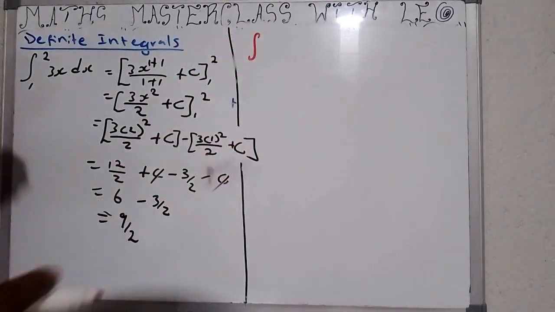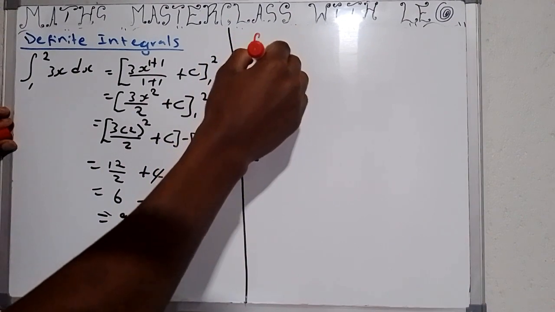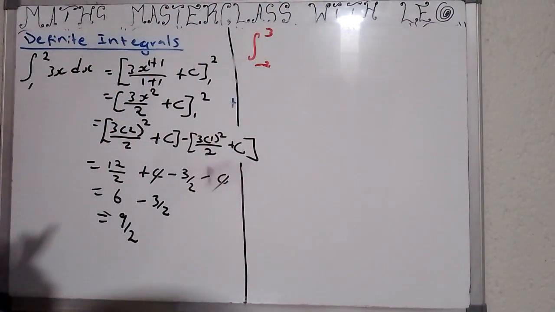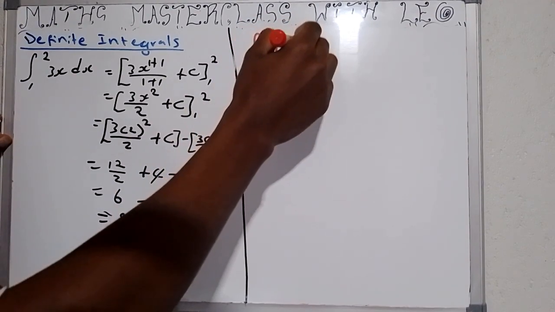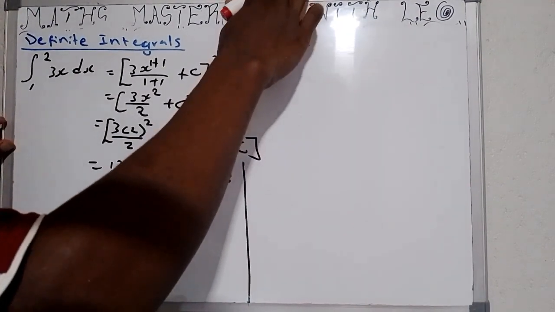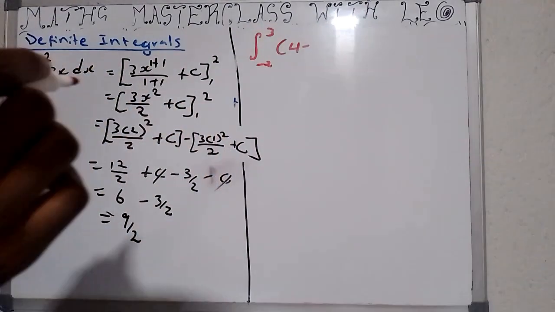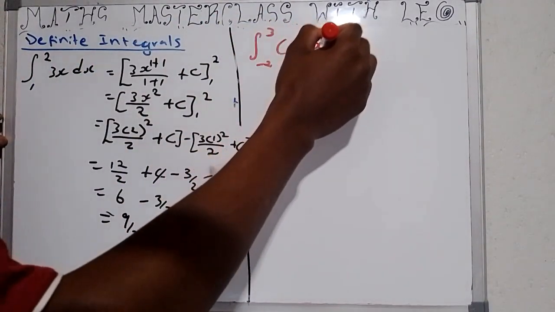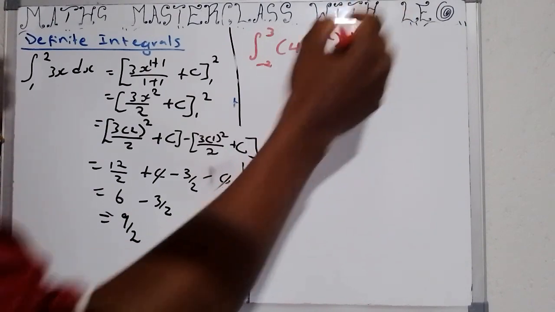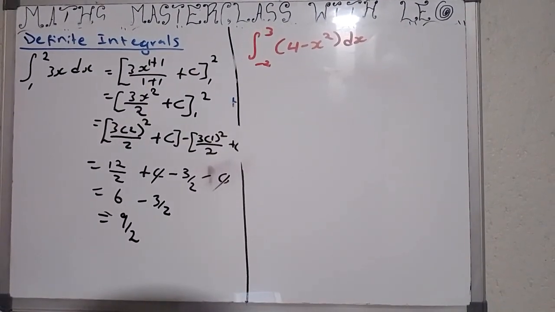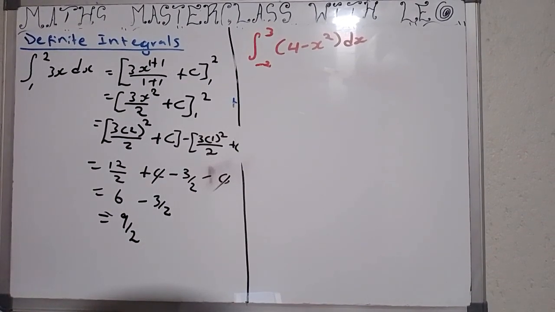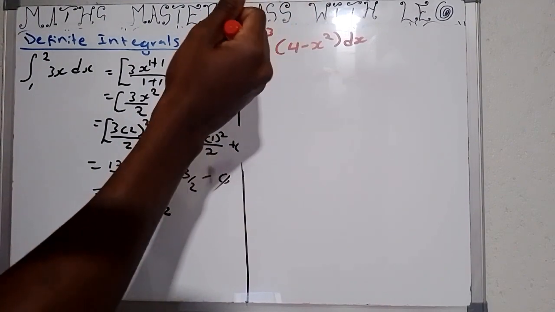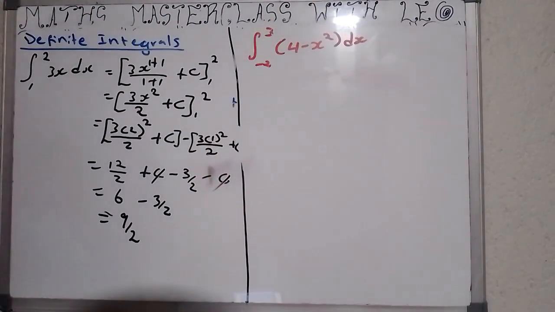The integral, which condition are we given? Negative 2 and 3. And then what do we have? We have 4 minus x squared dx. They say I need to integrate. Okay, we are given this question. They say integrate 4 minus x squared in terms of x, dx. So we need to integrate it in between these two limits, negative 2 and 3, right?